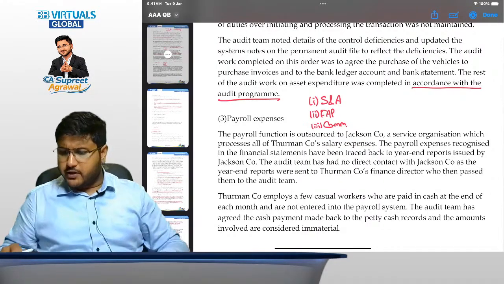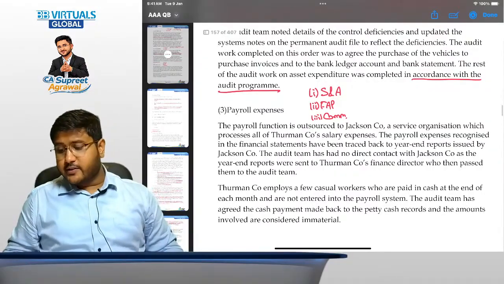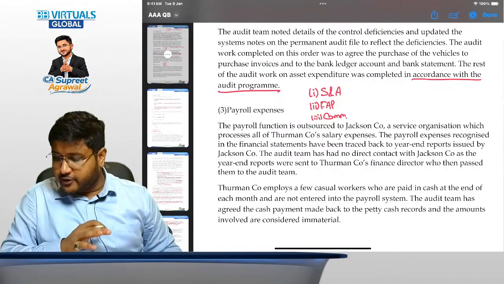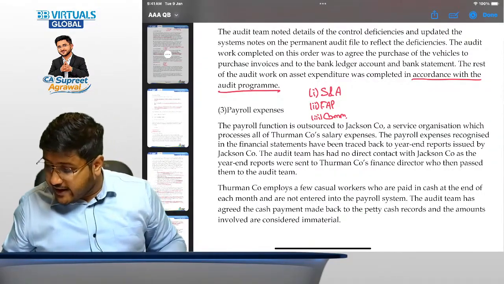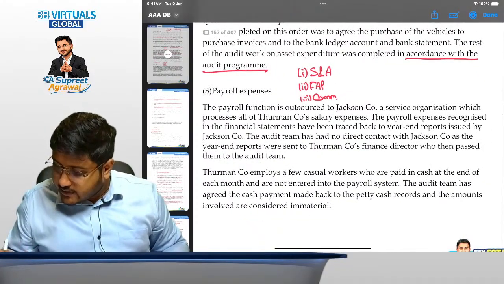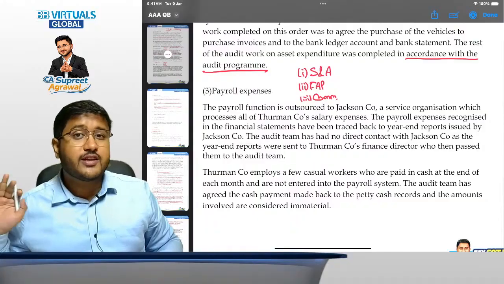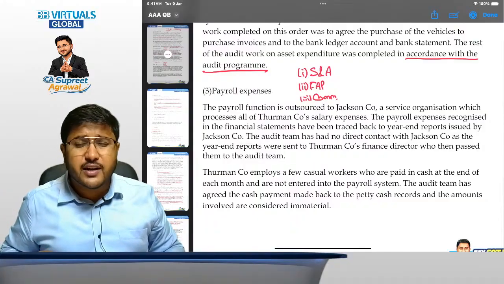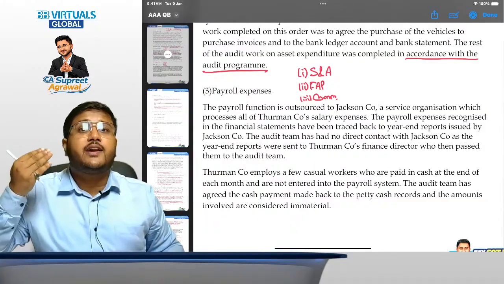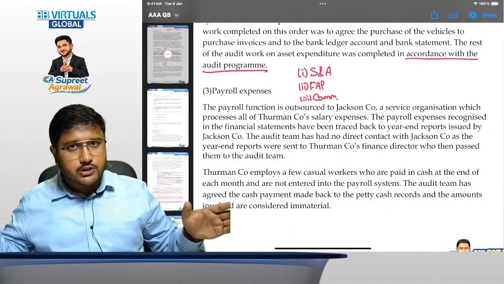Yes, I hope this particular answer has been done. Now let's discuss whether the procedure performed is sufficient or not. So my dear friends, what they have done is they have just recalculated it. They have just traced to the Jackson company's statement. It's not correct. What you should do is obtain an understanding of the relationship between these two.